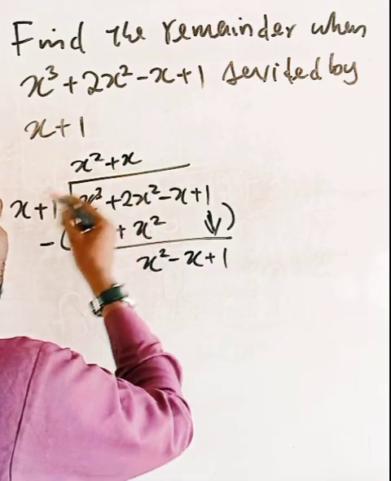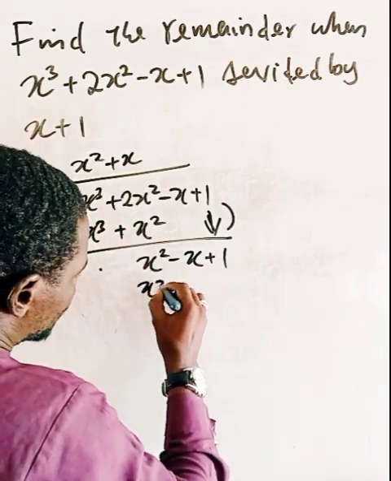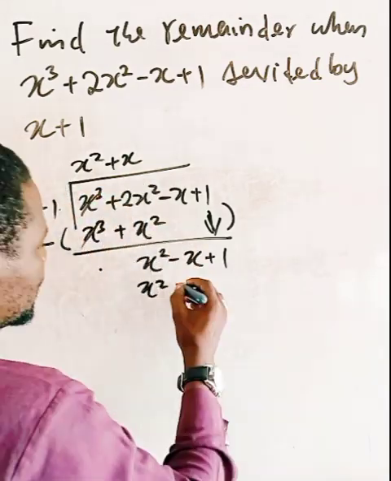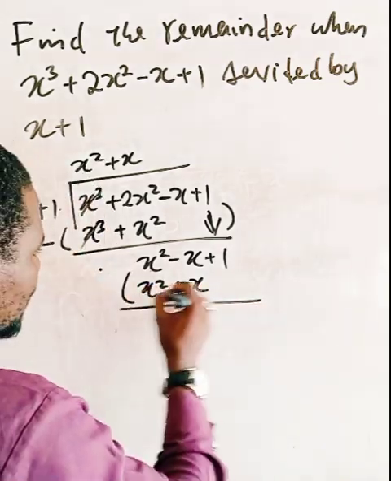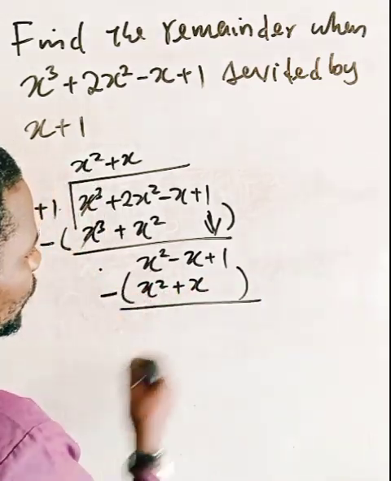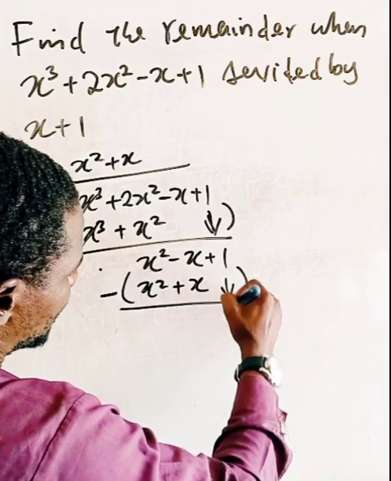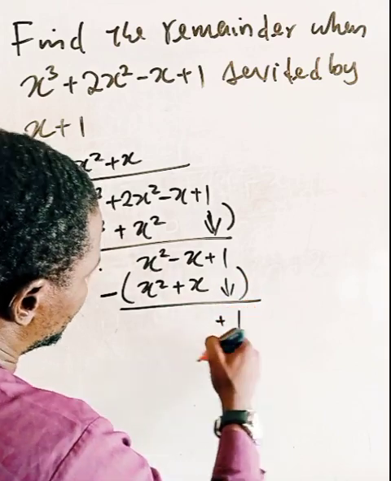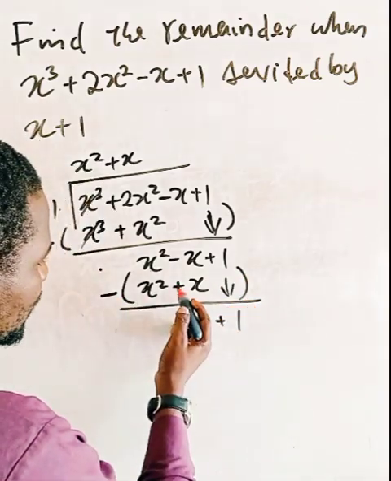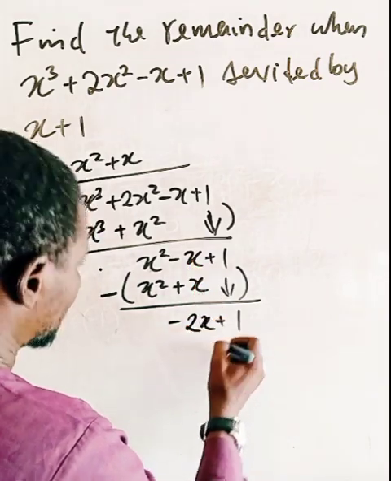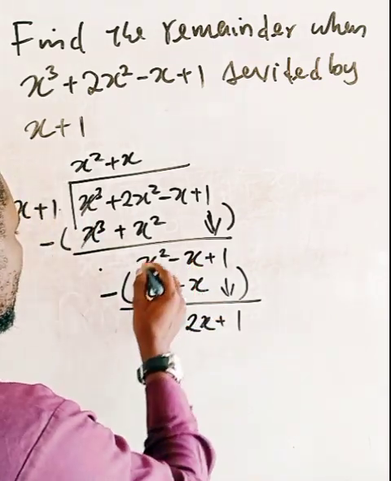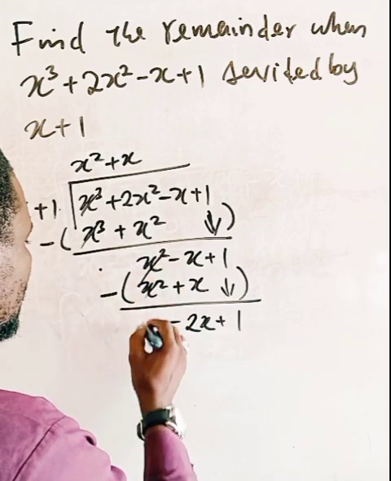Then you now see x times x is x squared. Then x times 1 is plus just x. Then now put line and subtract this. Now this one has nothing, you bring it down, so we have plus 1 here. Then minus times plus is minus, then minus x is minus 2x. Then minus this, cancel one another, we have just 0.